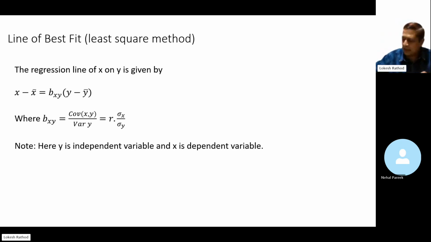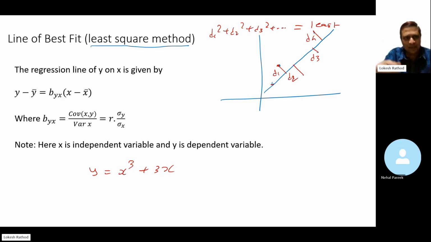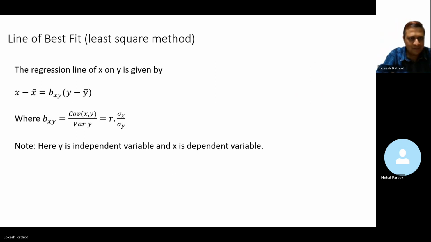It is r times sigma x over sigma y. So if it is on y, variance of y is in the denominator. If it is on x, variance of x is in the denominator. And here in this formula, y is independent and x is dependent.